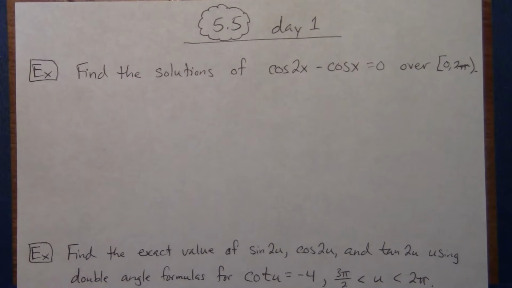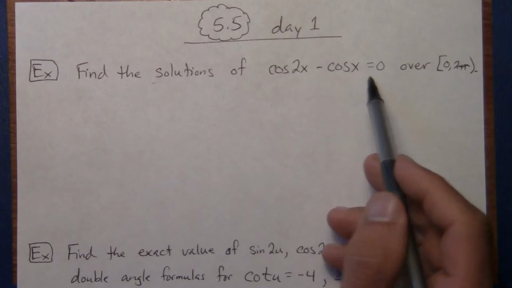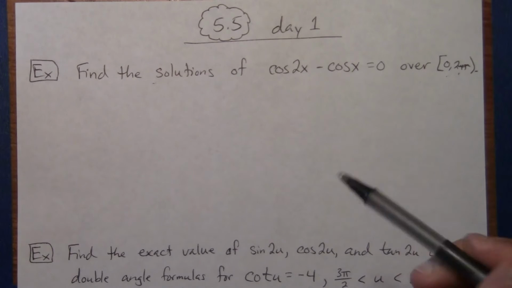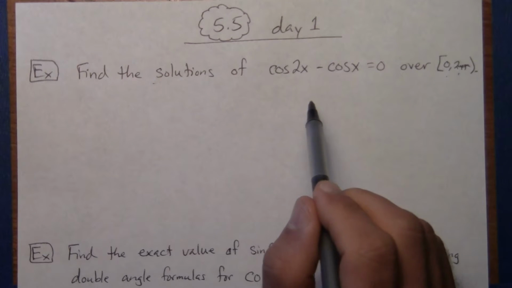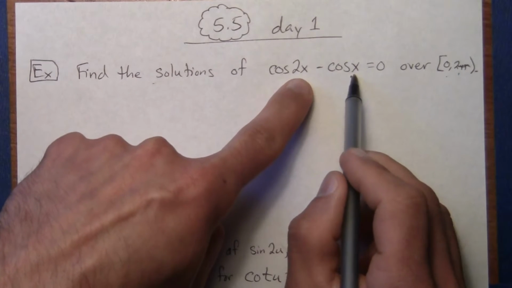5.5 day 1. I'm only going to do 2 problems today to help you out with the homework. I'm going to take a look at one where we are finding all the solutions of a trig equation over the interval from 0 to 2 pi, and what makes this different compared to all the other ones that we've been doing, at least so far this chapter, is the angles are different.